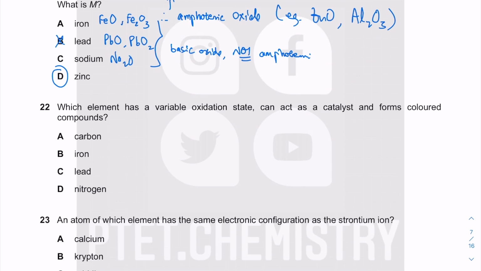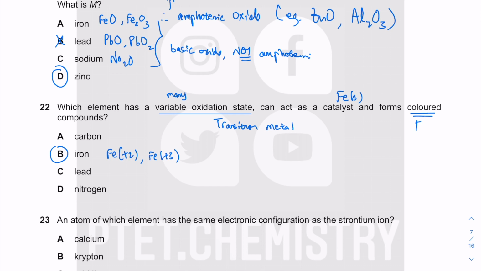22, so very clearly we're looking for something which is a transition metal. So transition metals can have many oxidation states. Variable means many, more than one. So iron is one thing there, so iron plus 2, iron plus 3. You can use iron as a catalyst in the Haber process and you form colored compounds. So iron 2 hydroxide, for example, is a dirty green PPT. Iron 3 hydroxide is a reddish brown PPT. So these are colored compounds just of iron, and there are many other colored compounds of transition metals.